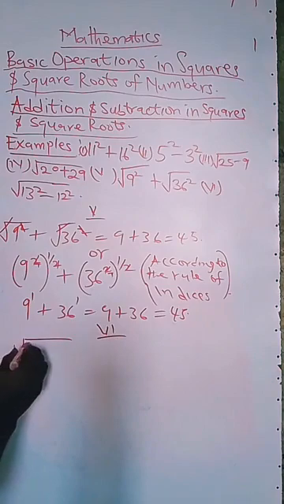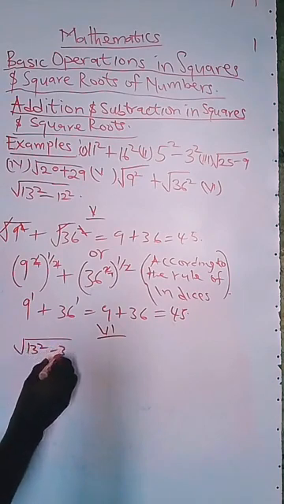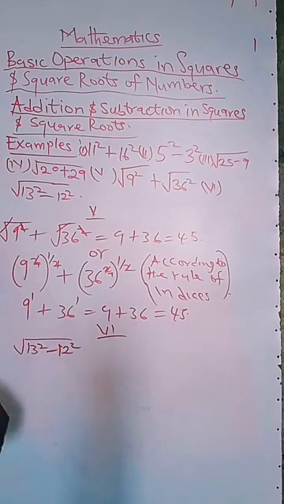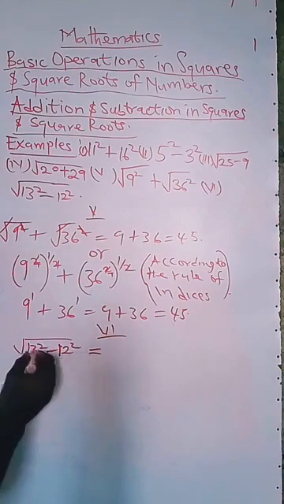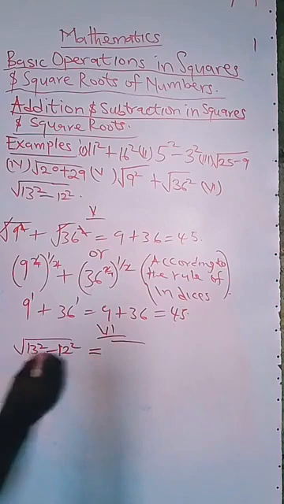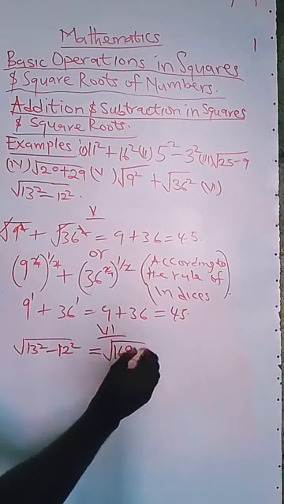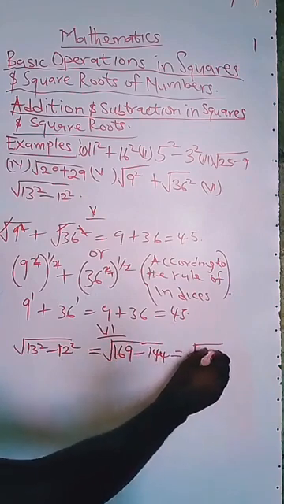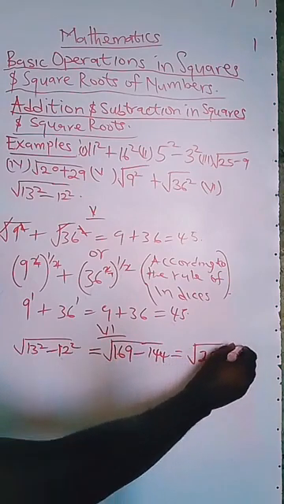Square root of 13 square minus 12 square. Since you have subtraction, please don't separate or split. So this will be square root of 169 minus 144. That is 25. So this is 5.